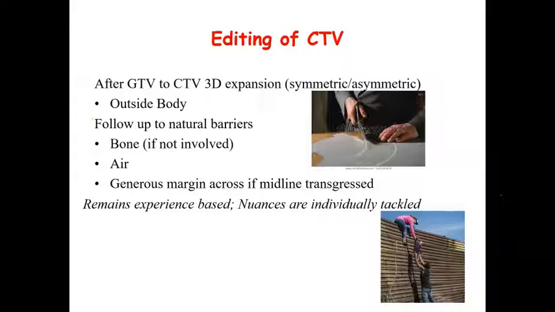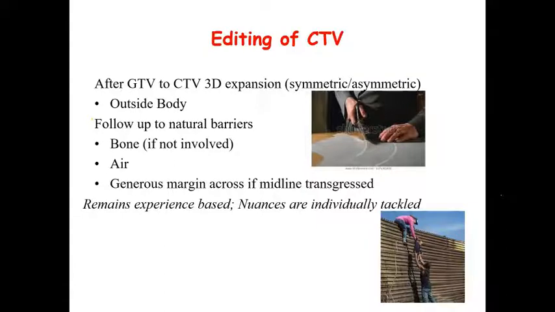Tumor cells, like anything in life, follow the path of least resistance. The microscopic cells, by passive free diffusion, move into the area where there is gravity or where there is free passage for them. Wherever they encounter a barrier, they stop short over there. So when we are expanding for our CTV, we need to look into the natural barriers. For instance, if the tumor cells hit the bone and the bone is not involved, then we need to edit out the bone. Similarly, the air cavity.